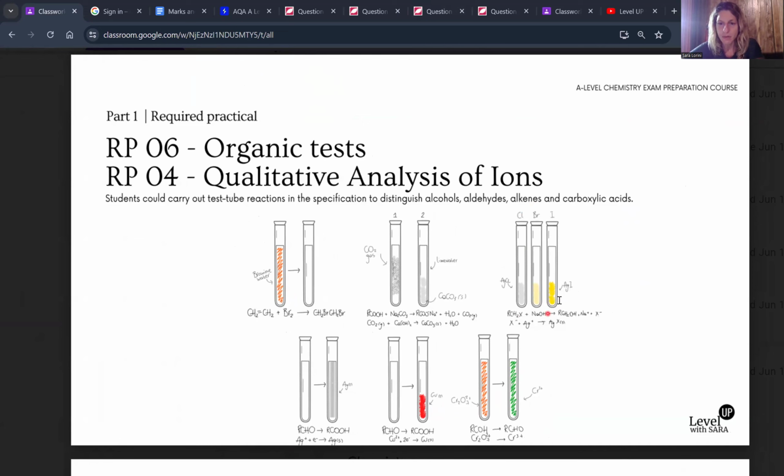This test, okay, for the rate of hydrolysis of haloalkanes. This is one that tends to be forgotten, but the test, you know it because it's silver nitrate, and we know that silver forms a precipitate of different color with chlorine, bromine, and iodine.